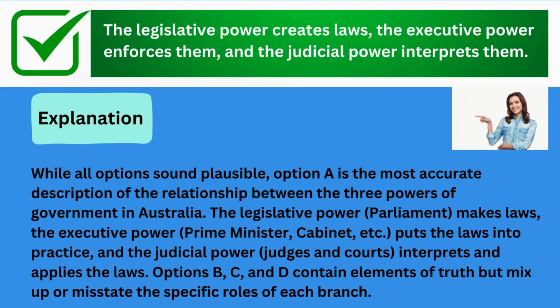The correct answer is the legislative power creates laws, the executive power enforces them, and the judicial power interprets them. Explanation: while all options sound plausible, option A is the most accurate description of the relationship between the three powers of government in Australia. The legislative power, Parliament, makes laws, the executive power, Prime Minister, Cabinet, etc., puts the laws into practice, and the judicial power, judges and courts, interprets and applies the laws. Options B, C, and D contain elements of truth but mix up or misstate the specific roles of each branch.